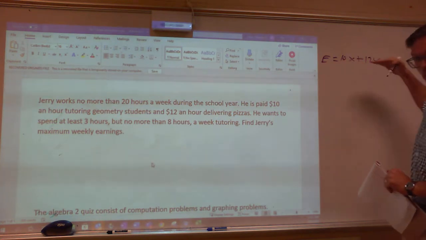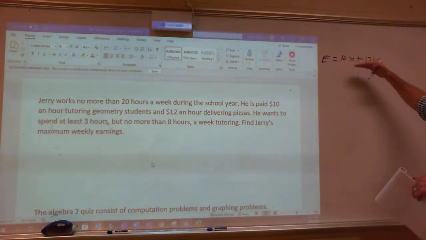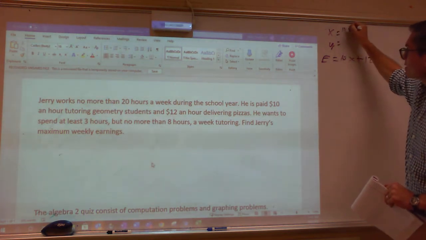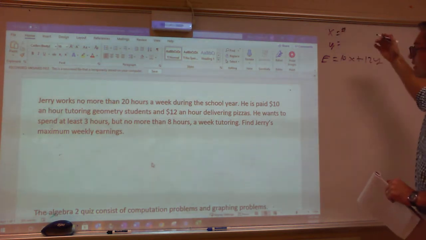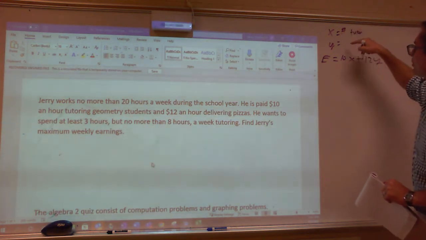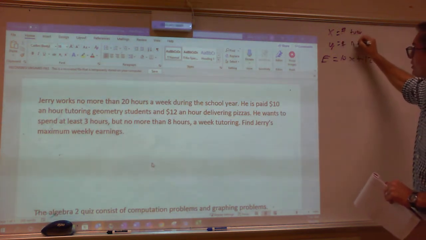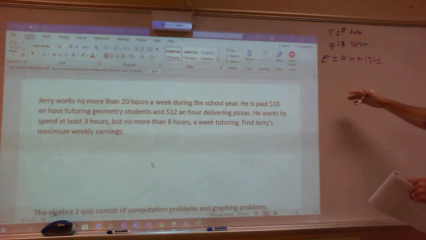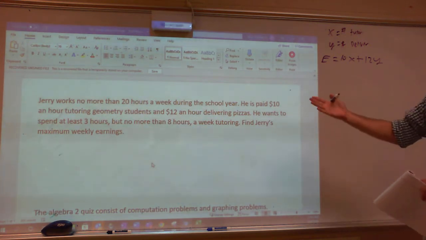Once you establish what you're trying to optimize, then you need to talk about what x and y equal. And x equaled the number of hours tutoring, and y equaled the number of hours delivering. Now we need that so that we can look at our restrictions.